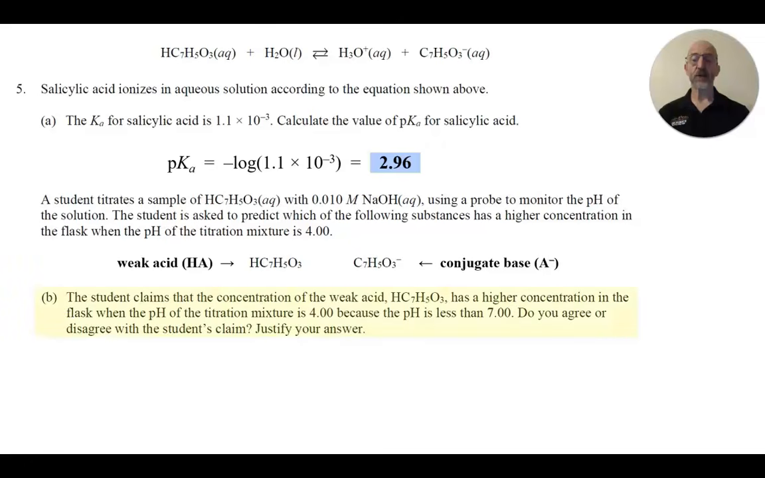Now, it says that the student claims that the weak acid has a higher concentration in the flask when the pH of the titration mixture is equal to 4.00, and they said because the pH is less than 7. Do you agree or disagree with the student's claim?